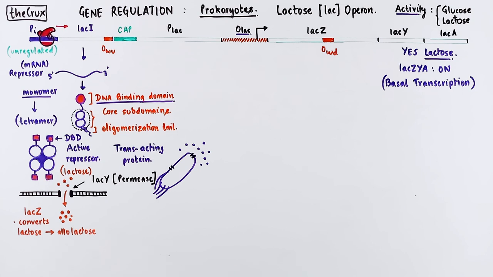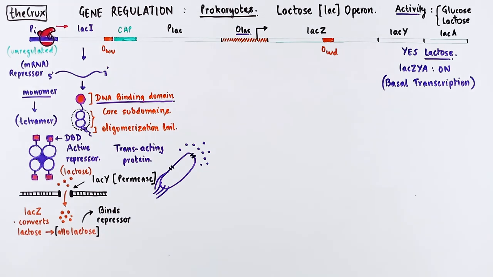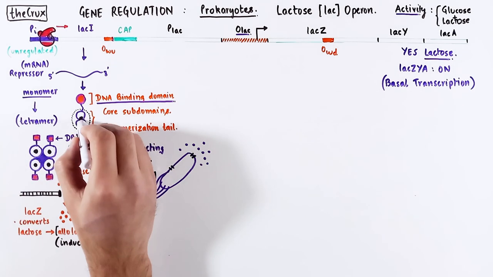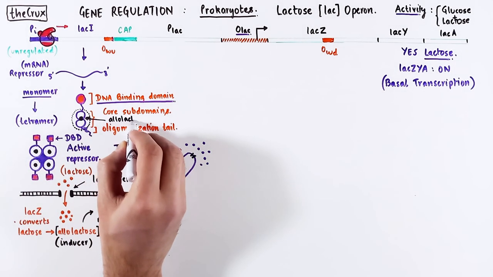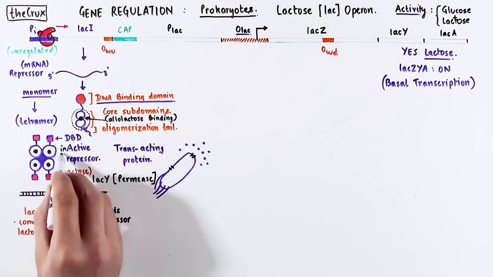And this allolactose is the crucial molecule. It can bind the repressor molecule, and this molecule is called the inducer. And it binds at the junction of the core subdomains of the monomer. And this binding induces a conformational change in the active repressor and makes it inactive.